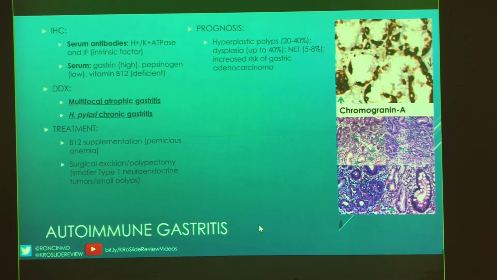Prognosis: 20 to 40% of these patients will develop hyperplastic polyps, and up to 40% of them can develop dysplasia, so that's something you need to be aware of. Very few of them will develop neuroendocrine tumors, and there's also increased risk of gastric adenocarcinoma. So there's a lot going on with these cases, and they will have to undergo routine surveillance. There are a lot more slides to show you different examples of autoimmune gastritis, and the chromogranin highlighting those ECL cells.